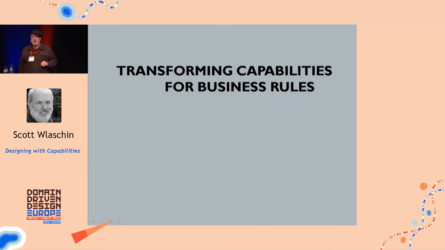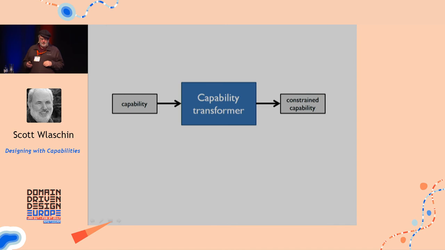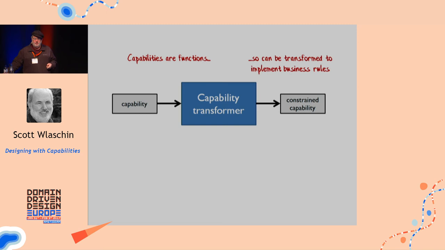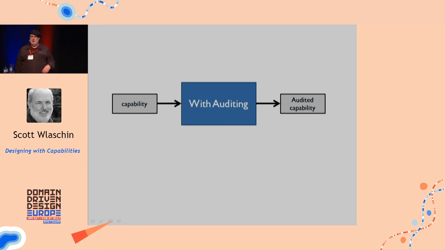All right, so that's how capabilities affect your design. You tend to end up with a lot smaller per use case slices. All right, business rules. One of the nice things is that capabilities are functions, and functions can be transformed into other functions. You can't increase the capability, but you can constrain it in some way. So for example, you could have a capability which is audited, so every time you use it, it writes to a log file or something. You could have a capability that's time constrained, that only works in office hours. You could have a capability that only works once.